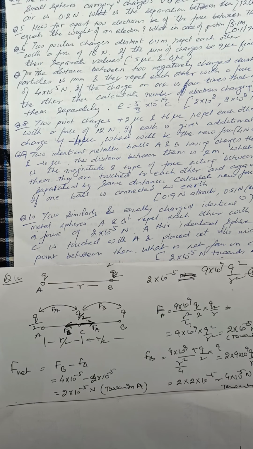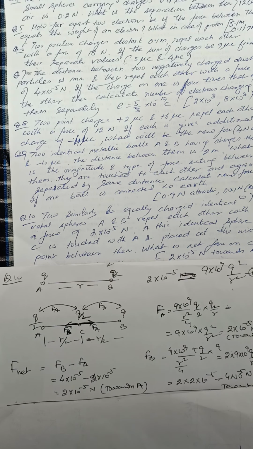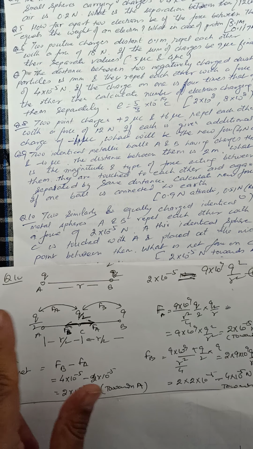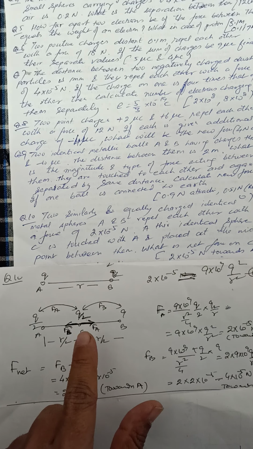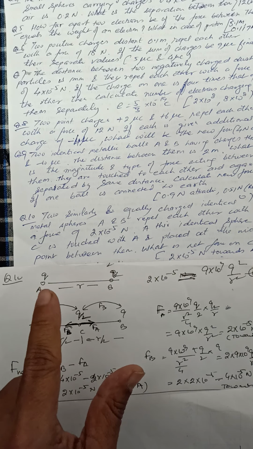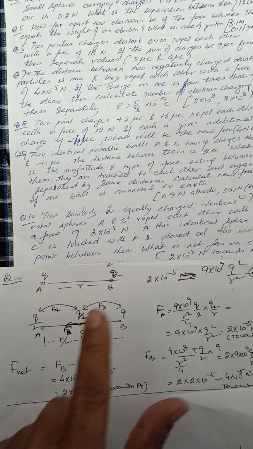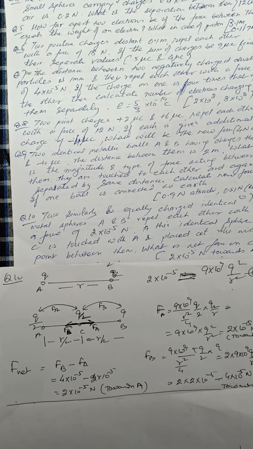In the second diagram, a third sphere C is touched with A. Now what happens when C is touched with A? The total charge will be distributed equally between A and C. C was uncharged. A is having charge Q. So now after touching, A has charge Q by 2 and C has also charge Q by 2. Charge of A is distributed between A and C. Charge of B remains same and C is placed just between them.